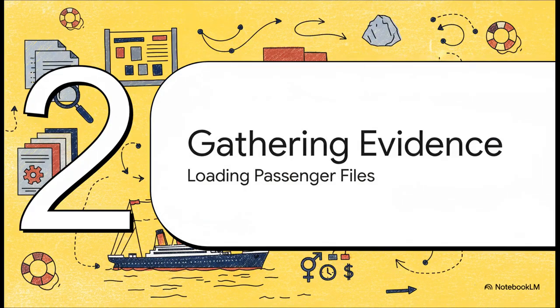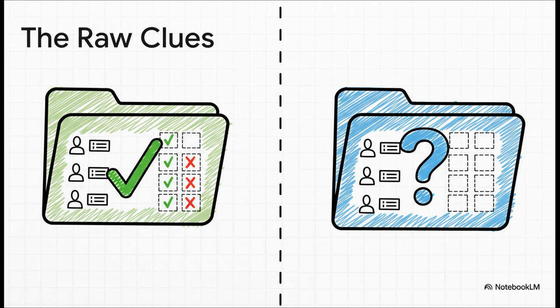Every great detective story starts with gathering the evidence. And for us, that evidence is data. So the very first thing the script does is load up the passenger manifests. These are the digital files that hold all the clues we're going to need. Now here's where it gets really clever.